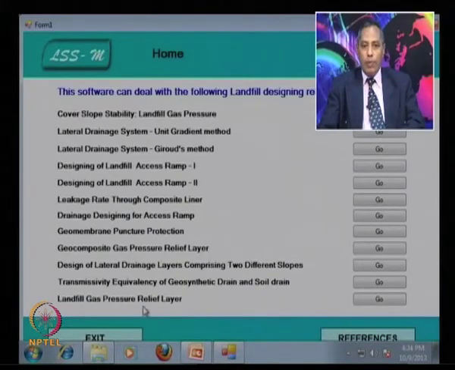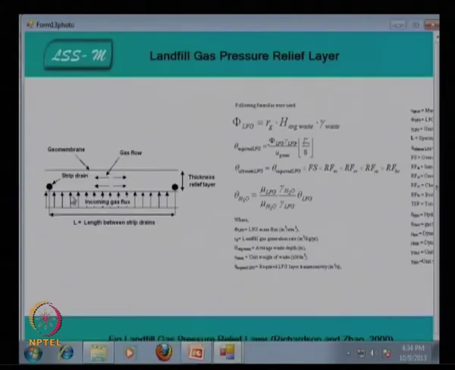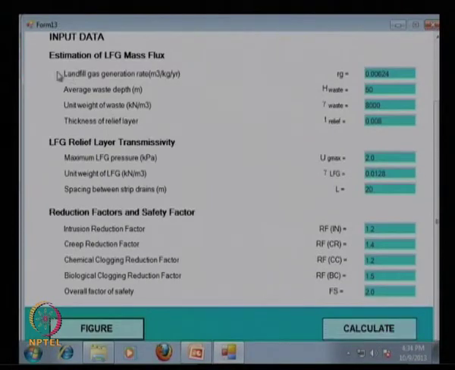And then the landfill gas pressure relief layer. It is also required that you provide the gas pressure relief layer. So, here is the landfill gas pressure relief layer. This is the equation that has been used, and then this is the estimated LFG mass flux. This is landfill gas generation, that is 0.00024, the unit is meter cube per kg per year.